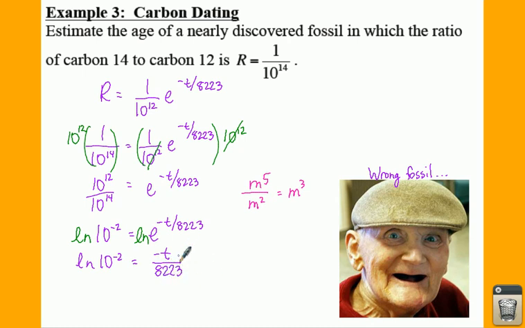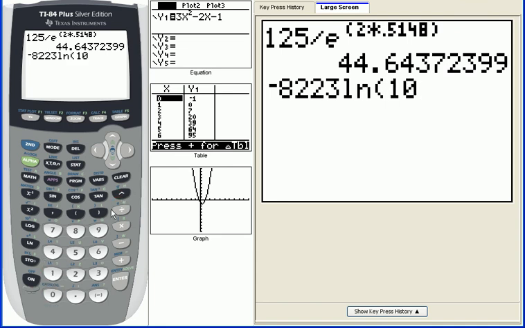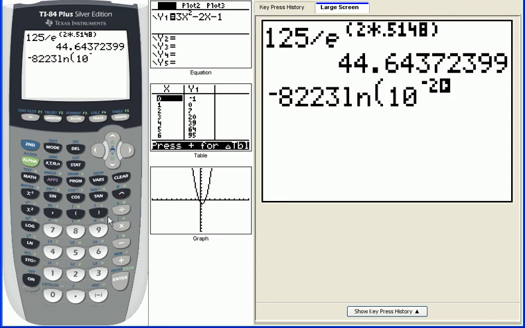So let's get t by itself. Let's just multiply both sides by 8223, and hey, let's even get rid of that negative. So let's just multiply both sides by a negative 8223. And when you plug this into your calculator, you get negative 8223 times the natural log of 10 to the power of negative 2.